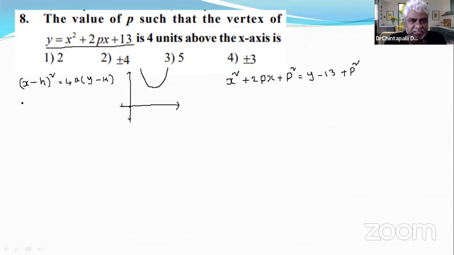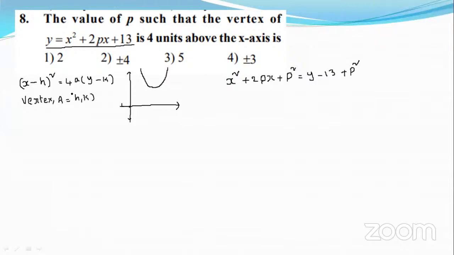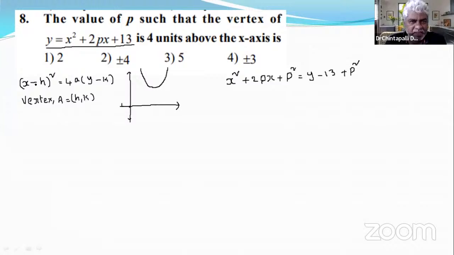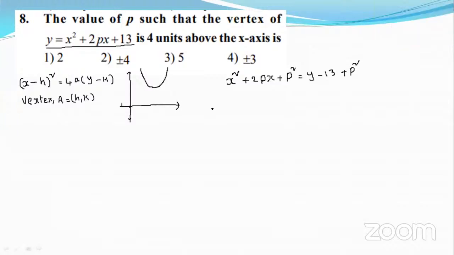Now, see, in this case, do you remember the points? The first point, vertex. Do you remember the vertex formula in this case? Vertex A is equal to h comma k. Yes. Vertex formula is h comma k. h from here, k from here, right? Yes. Let us convert it.